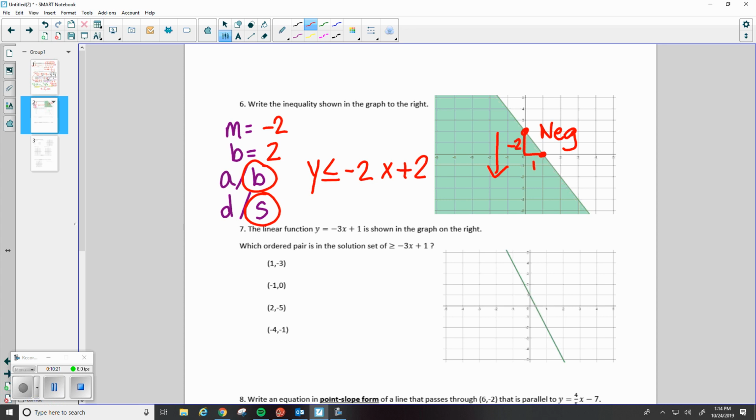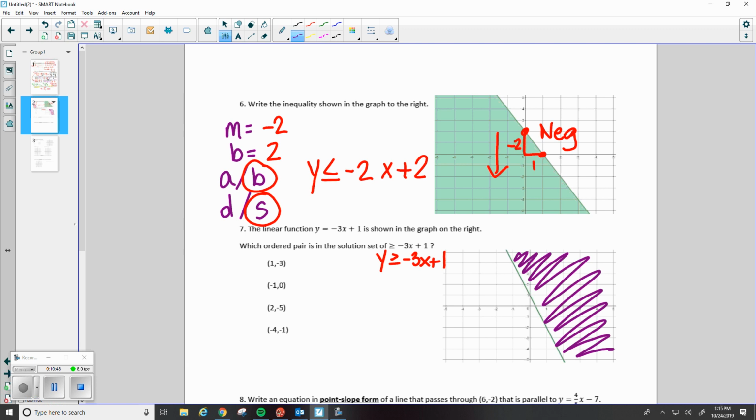For number 7, it says the linear function is shown in the graph at the right. Which ordered pair is in the solution? And this should have had, I apologize, y is greater than or equal to -3x plus 1. So if the graph is greater than, I want to shade above the graph. So the graph being shaded above would be all of this. And if that's what I end up having, then I'm looking at seeing, okay, well, which one of these ordered pairs falls in that solution?